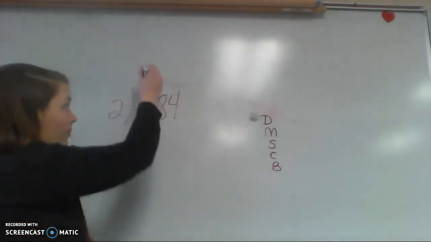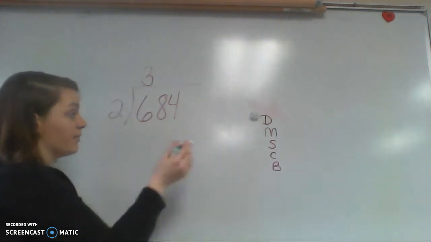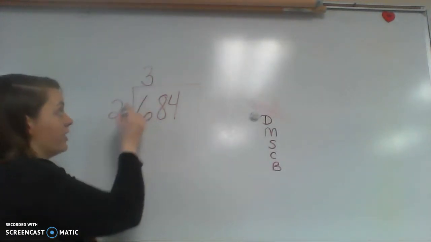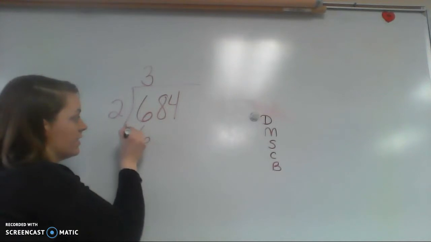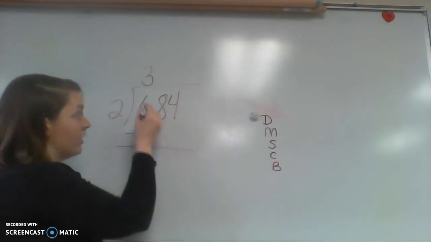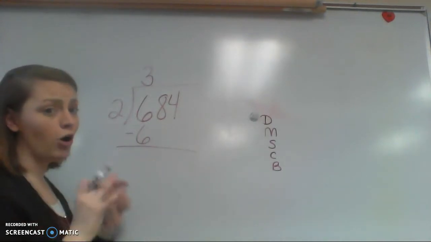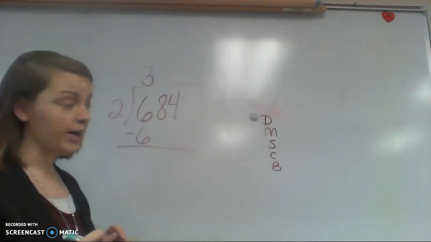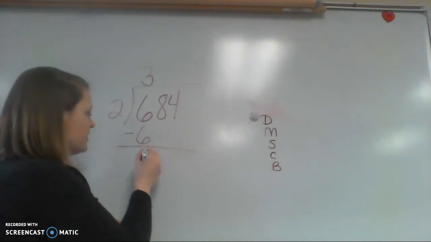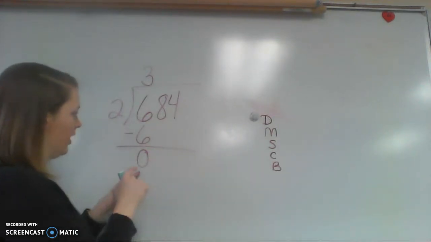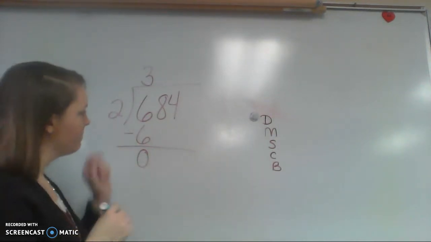It can go in 3 times. Multiply. 3 times 2 is 6. Subtract. Keeping everything lined up is really, really important. Don't try to put that 6 anywhere else. All right? 6 minus 6 is 0. Check. It's good. It's less than that.